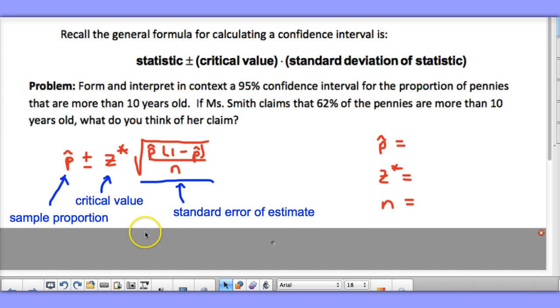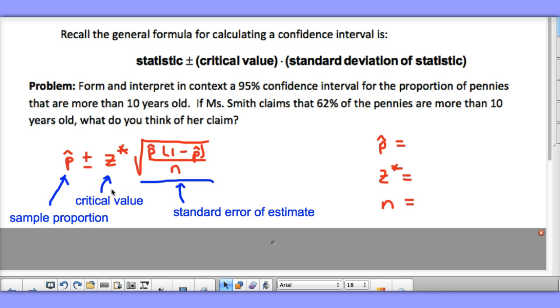And if you remember, a confidence interval is constructed by taking a look at a sample statistic, and then we add and subtract our critical value, which we call Z star, and we multiply that by the standard deviation of the statistic. This critical value depends on the level of confidence.